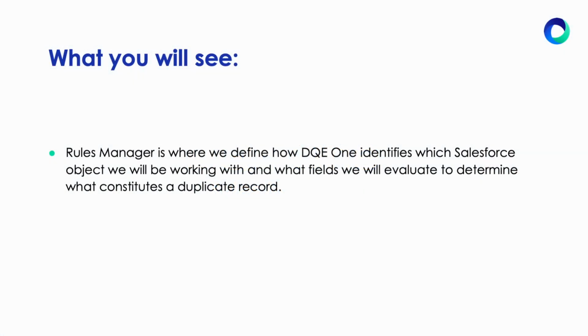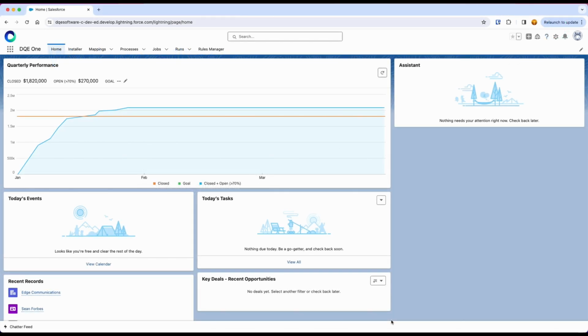In this video, we're going to have a closer look at DQE1's Rules Manager. The Rules Manager is where we define how DQE1 identifies which Salesforce object we will be working with and what fields we will evaluate to determine what constitutes a duplicate record. Furthermore, we'll determine which record will be the parent, or surviving record, and which fields will be encompassed in the surviving record.